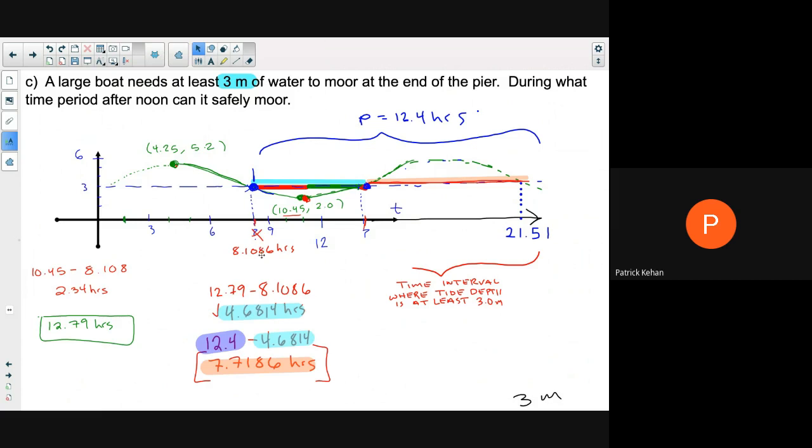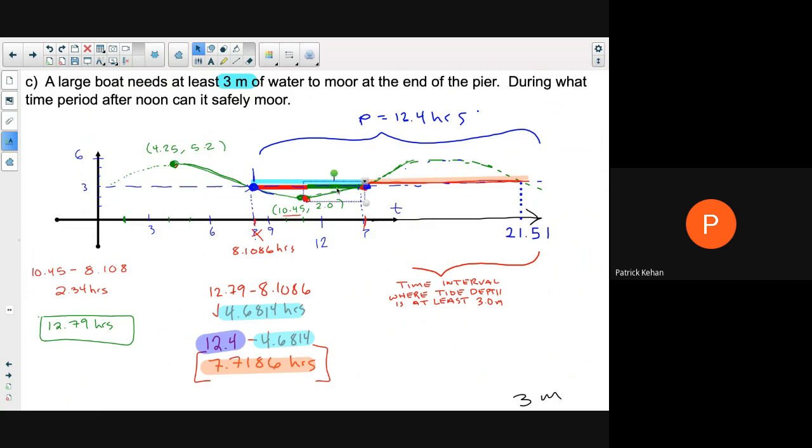So we do know this value, 8.1 hours, and we do know this minimum time at 10.45 hours. So a little subtraction helps me find this time interval right here, right? That's what I'm doing over here on the left. 10.45 minus 8.108 hours gives me 2.34 hours. So this measurement right here is 2.34 hours. Because of symmetry, that means this green segment right here is also 2.34 hours as well.